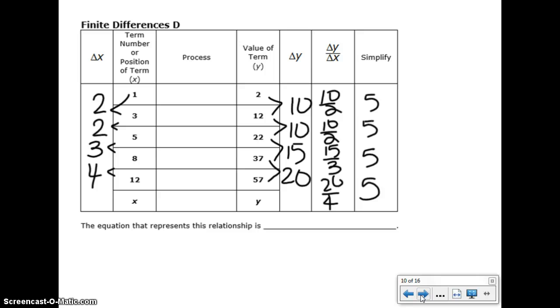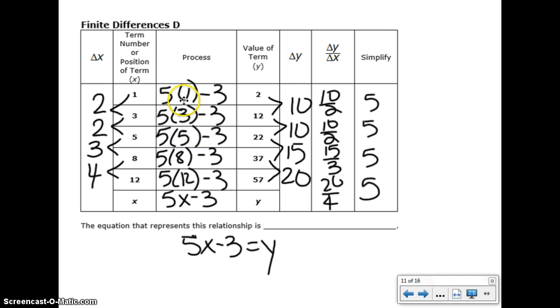Let's look at finite difference D. The change from 2 to 12 is 10. The change from 1 to 3 is 2. 10 divided by 2 is 5. As you look further down the table, the change from 22 to 37 is 15. The change from 5 to 8 is 3. When you take 15 divided by 3, you get 5. No matter which points we go between, the rate of change between any 2 points on the table is always 5. The 5 becomes our coefficient.